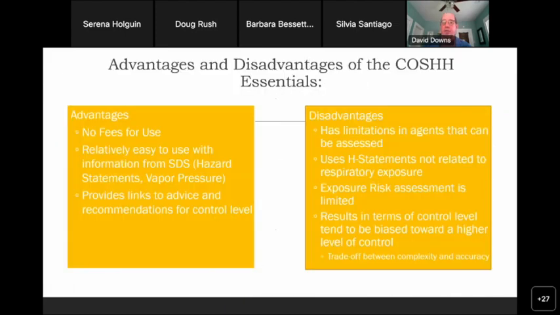The exposure risk assessment is limited, and it tends to bias toward a higher level of control. So it's a trade-off between complexity and accuracy in this case. So it's simplifying the process, but it tends to bias toward a higher level of control. So that's the trade-off that you would have to make there.